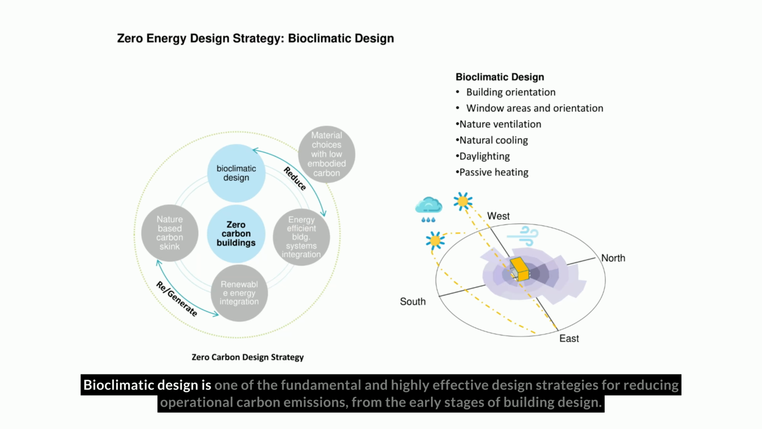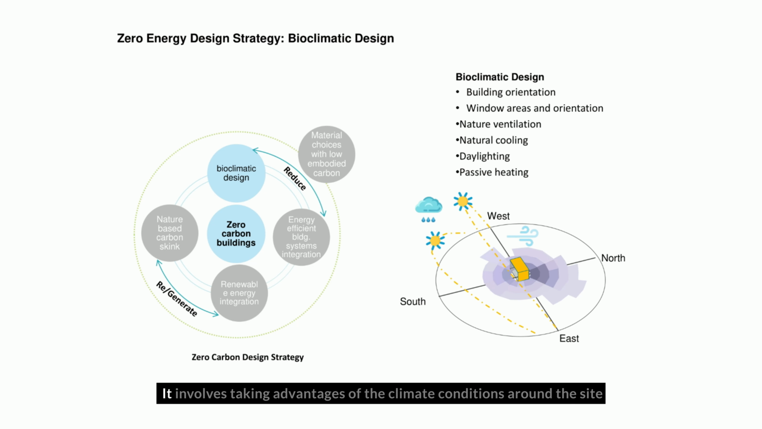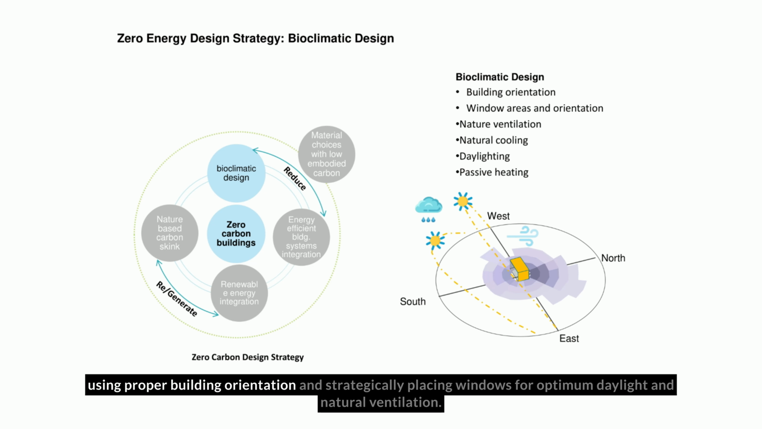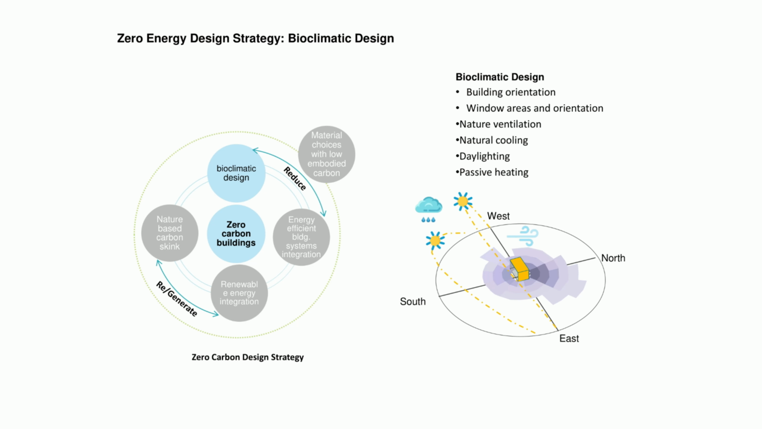Bioclimatic design is one of the fundamental and highly effective design strategies for reducing operational carbon emissions from the early stages of building design. It involves taking advantage of the climate conditions around the site, using proper building orientation, and strategically placing windows for optimum daylight and natural ventilation.